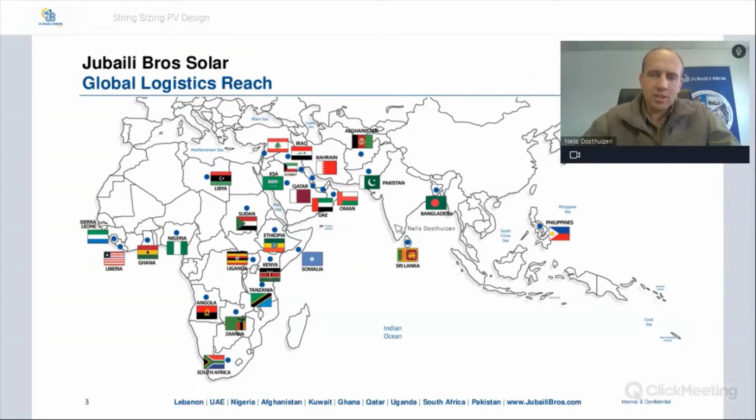In this next slide is just a global map. On this global map, every point where you see a flag, as well as the name of the country, we've got representation in that country. It can either be a physical office or sales office, or in some of the countries we actually have full factories assembling generator plants for us. But in each place where you see a flag, Jubaili has got a sales presence.